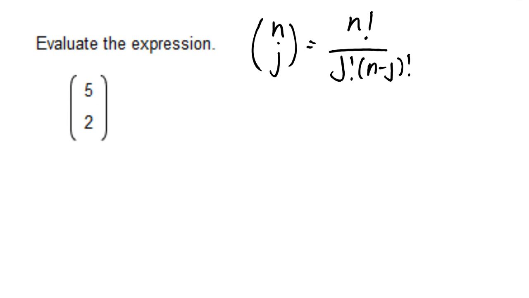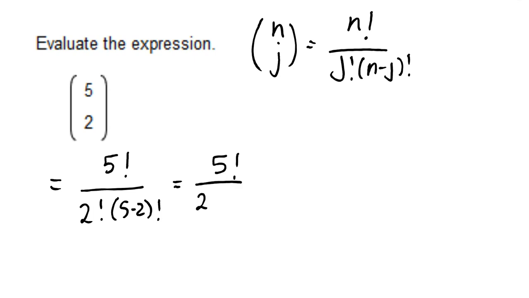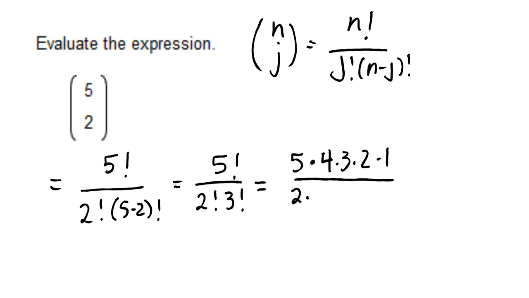So for our example, we have n as 5 and j as 2. So that's 5 factorial over 2 factorial times 5 minus 2 factorial. We can simplify that to be 5 factorial over 2 factorial times 3 factorial. That's 5 factorial is 5 times 4 times 3 times 2 times 1. 2 factorial is 2 times 1. And 3 factorial is 3 times 2 times 1.